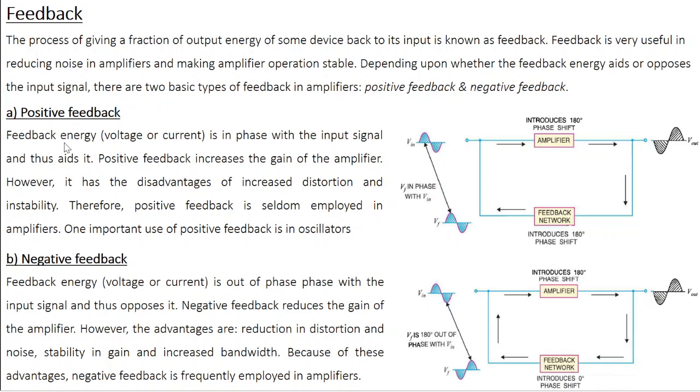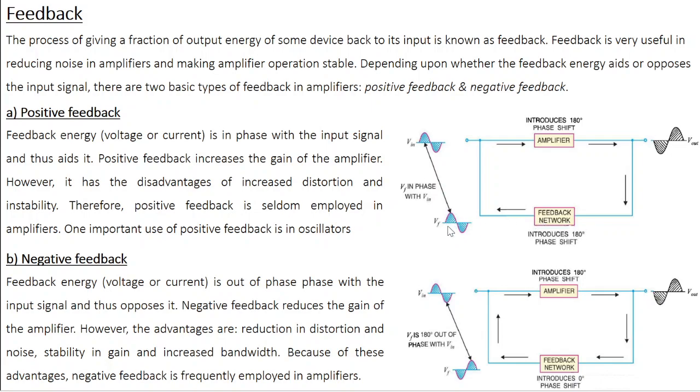Here, the feedback energy, by energy, what I mean is either the voltage signal or the current signal, is in phase with the input signal and thus aids it. So if you look at the feedback circuit, you have a transistor amplifier which introduces a 180-degree phase shift between the input and output. A fraction of the output is given to the feedback circuit. The feedback network introduces another phase shift of 180 degrees. So you had originally 180 degrees here, and here there is another 180 degrees, 180 plus 180, which is 360.